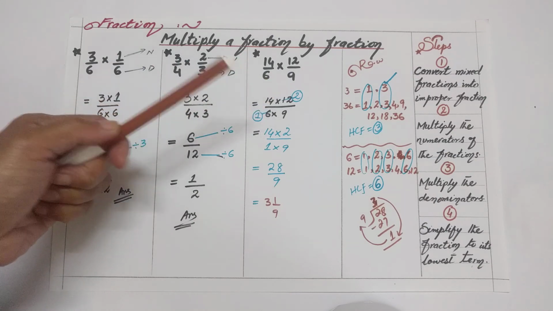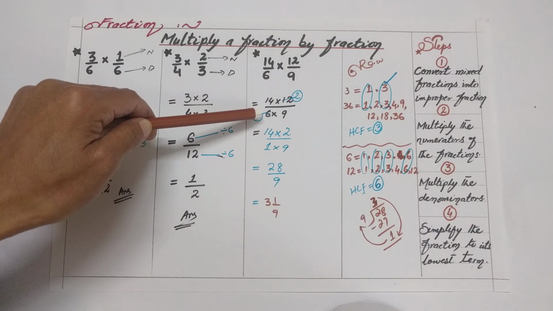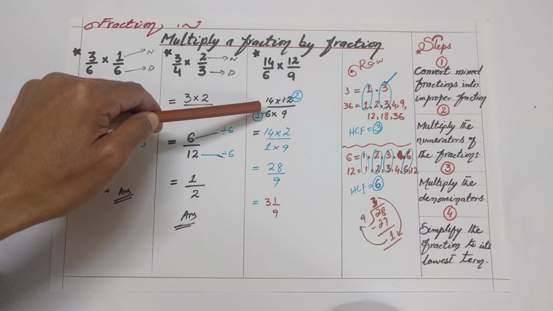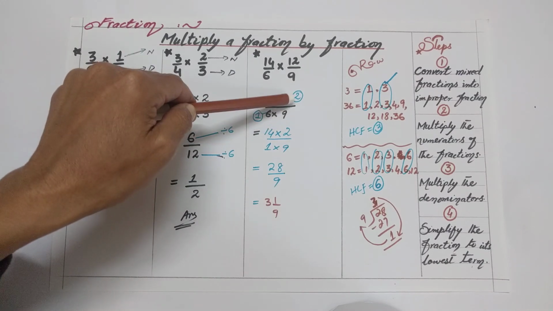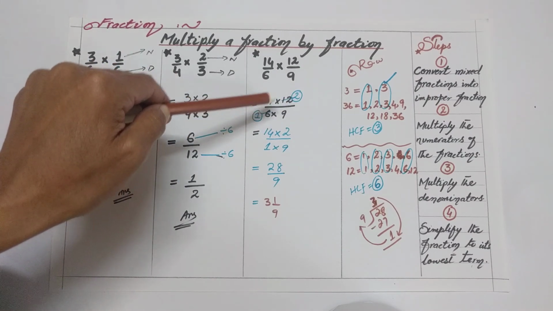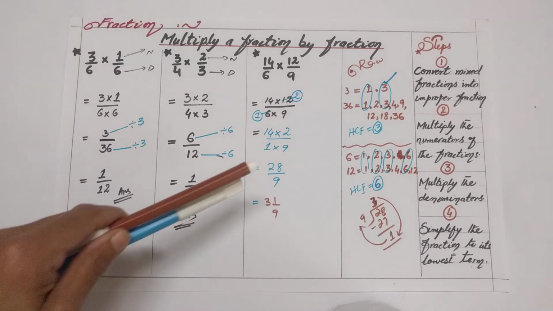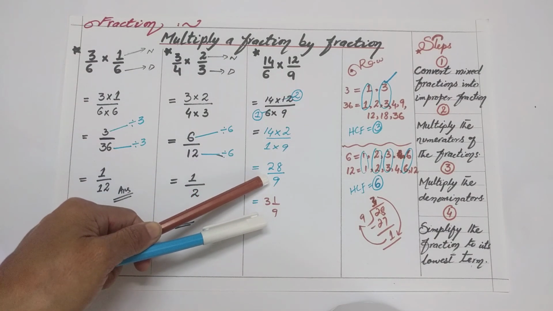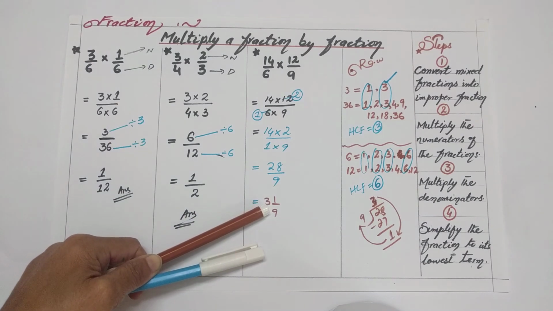In this method there are different options for the common factors. You can use whichever is easiest for you, because as I told you, there are different methods. 2 is the common factor of 6 and 14, 3 is the common factor for 9 and 12, 6 is the common factor for 6 and 12. So there are different common factors for the numerator and denominator. You can choose any one, okay, but at the end if you get an improper fraction, you have to convert that improper fraction into a mixed fraction.